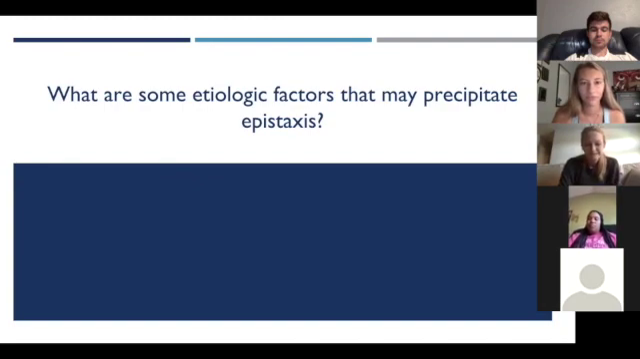Trauma. Yeah, that's like people picking their nose. So trauma is really common. It's actually about 20% of nosebleeds that you'll see. And there are a lot of different kinds of trauma. There's digital trauma, which you might see in children a lot. Then there's also foreign bodies or different things like that that can cause nosebleeds.